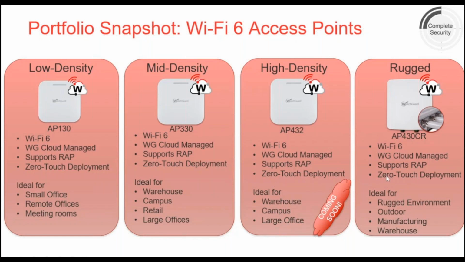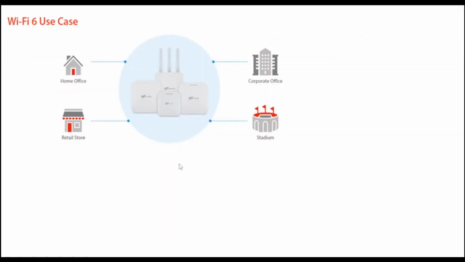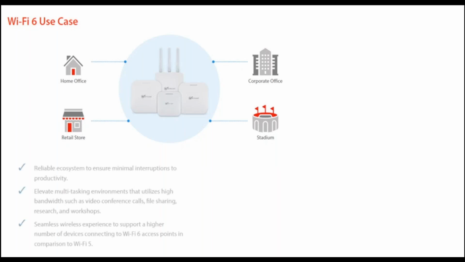The 430, as we said, CR, is for outdoor. Also, it can be used in manufacturing and a warehouse. It has external antennas. So when it comes to the Wi-Fi 6 use cases, definitely we can use it in home office, in retail store, corporate office, or stadium.